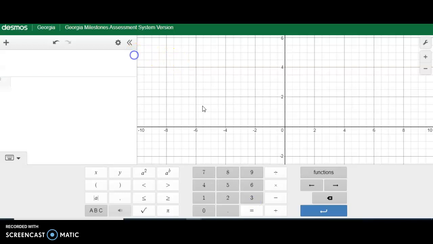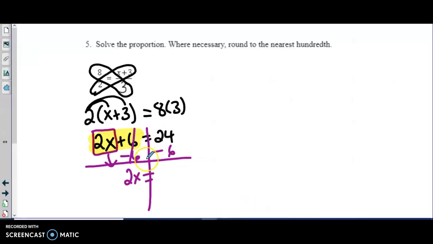Or you can do it in your calculator. Remember, we can always use calculators. And it is 18. We're not done, though, because x has to be by itself. So we still got to get rid of the 2. Right now it says 2 times x. The opposite of multiplying is dividing. So we're going to divide each side by 2, and x equals 9.